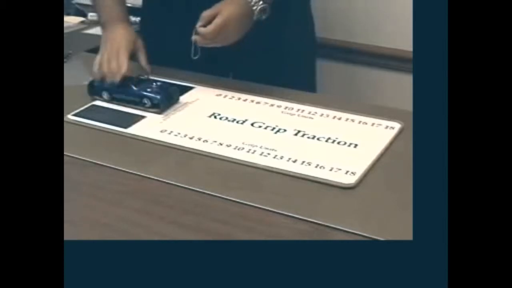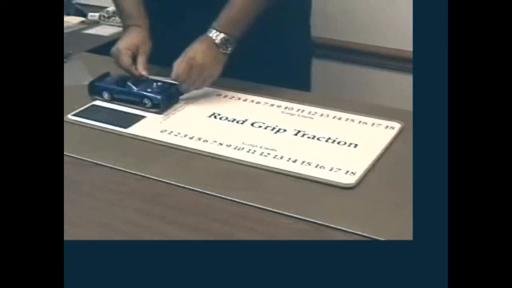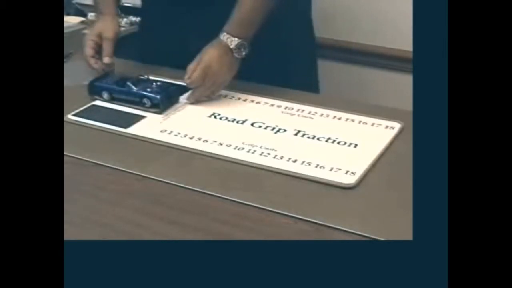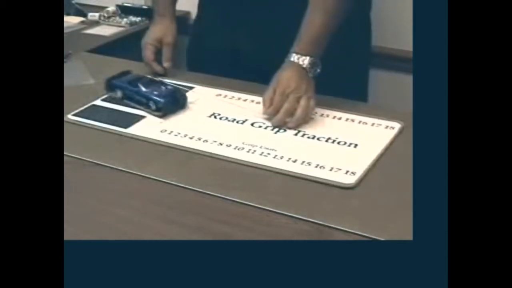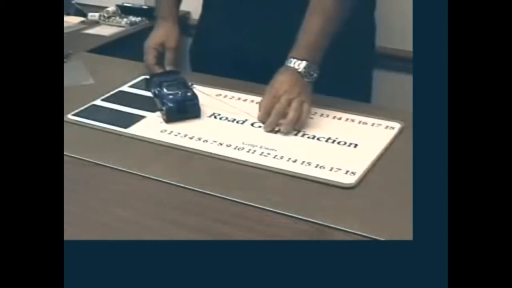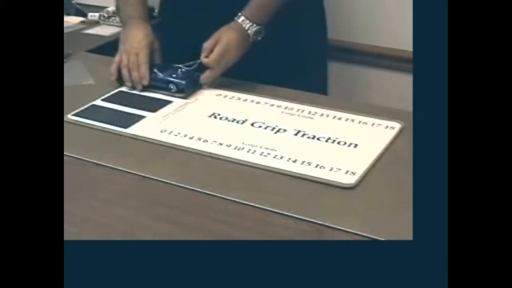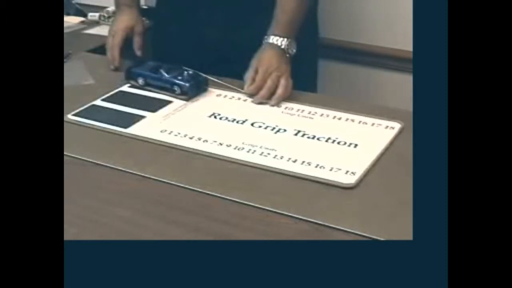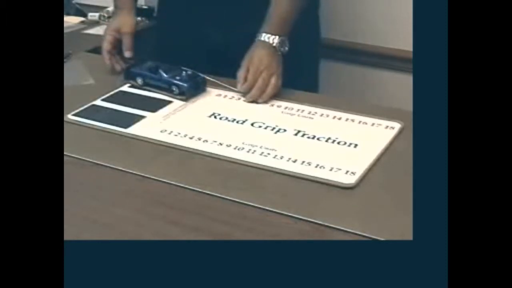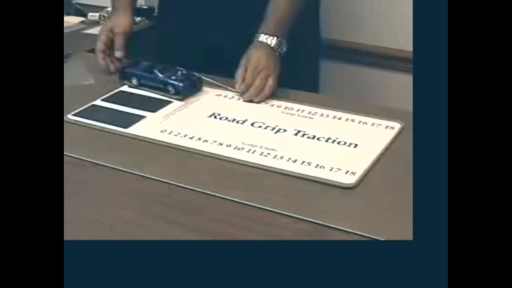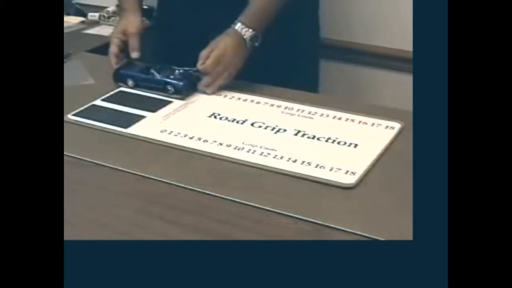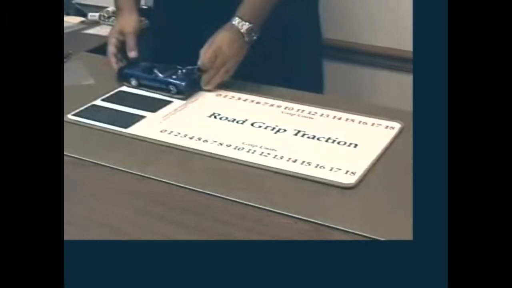Now when we go on this roadway, which is concrete, then we start losing it at about 9. And when we place it onto the ice, there's only 2 units of grip here before we start to lose it.